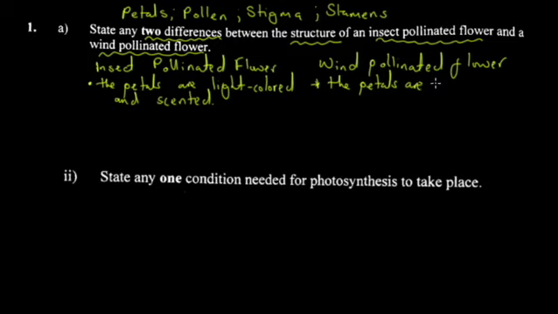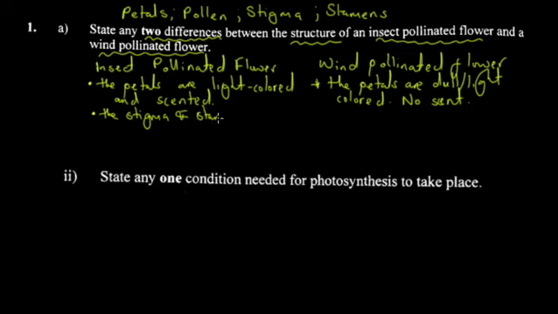So for wind pollinated flowers, the petals are dull colored, or you can say dull or light colored, right? And then no scent. There's no perfume. They are not perfumed because it's not necessary. And then the second difference, you can say the stigma and the stamens. The stigma and stamens are small.